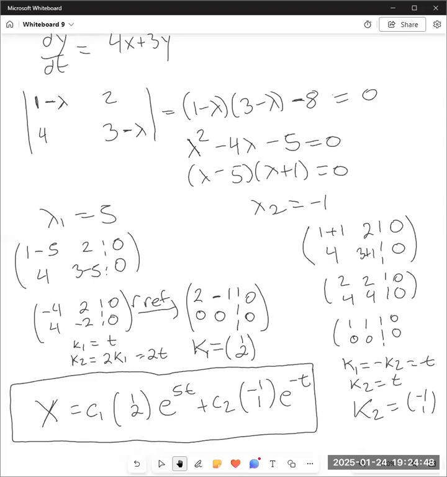Again, it's a pretty basic extension of what we've already been doing. You just need to have a little bit of linear algebra here to be able to find the eigenvalues and eigenvectors, and to be able to write your system of equations solution here. So let's go ahead and let's look at number 3.